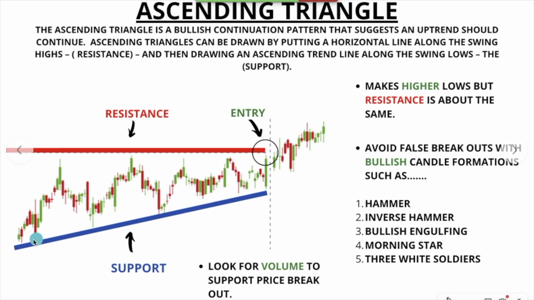So your swing lows are right here. These are the part where price comes back down from the resistance. Those are your swing lows. So this is how you'll go about drawing the ascending triangle. So another thing with the ascending triangle that you will see is that resistance is typically around the same levels, right?